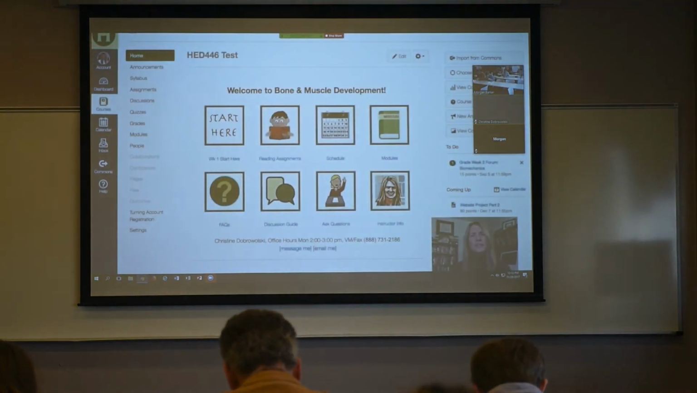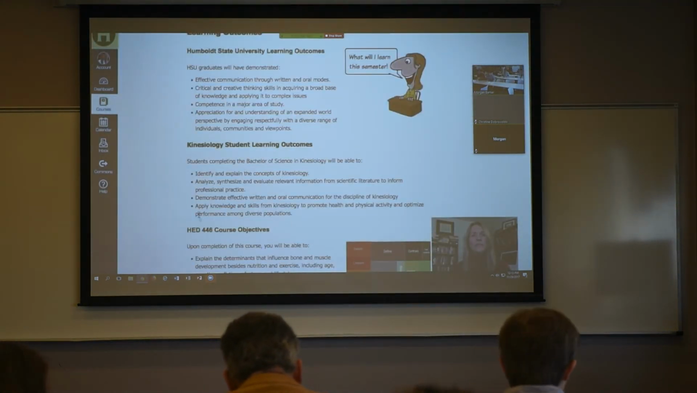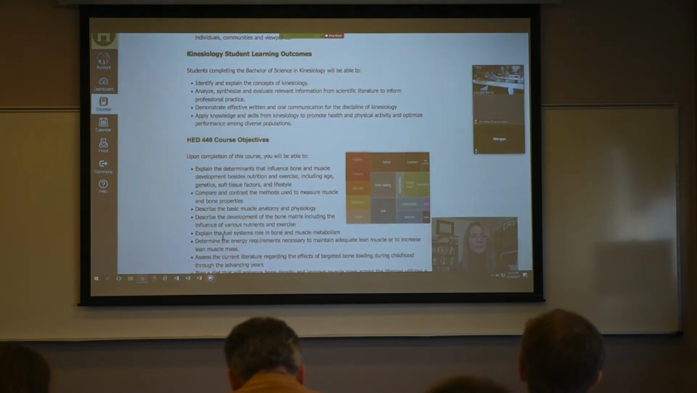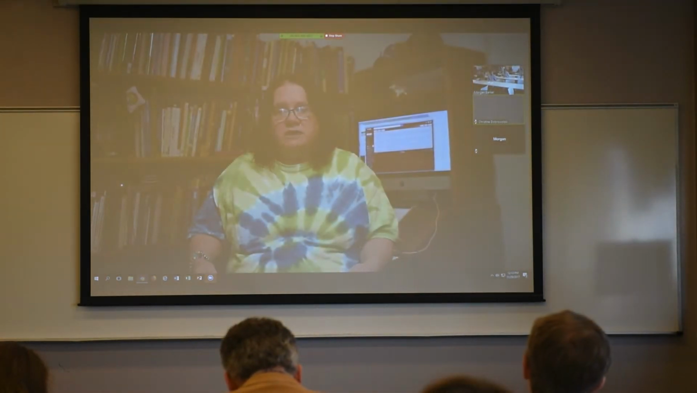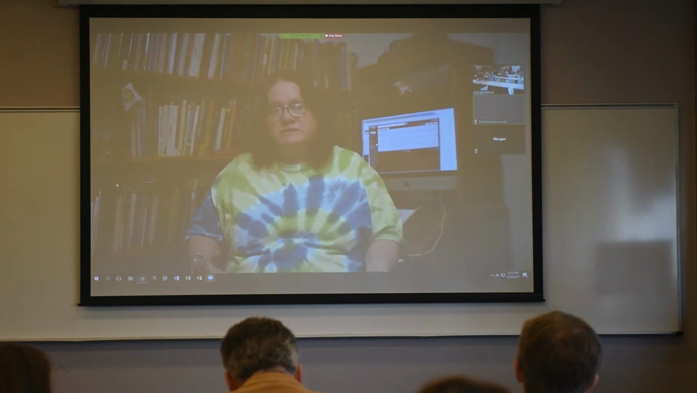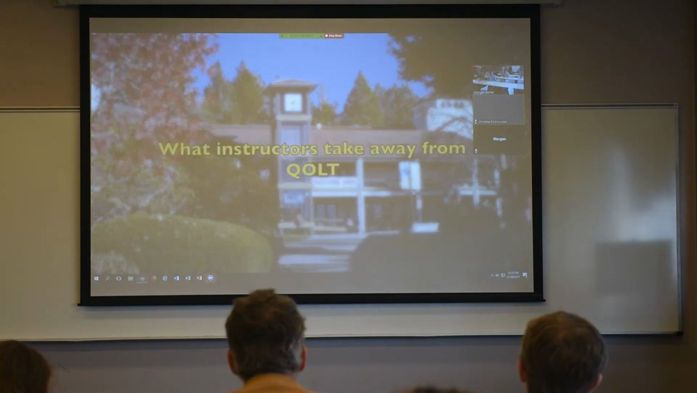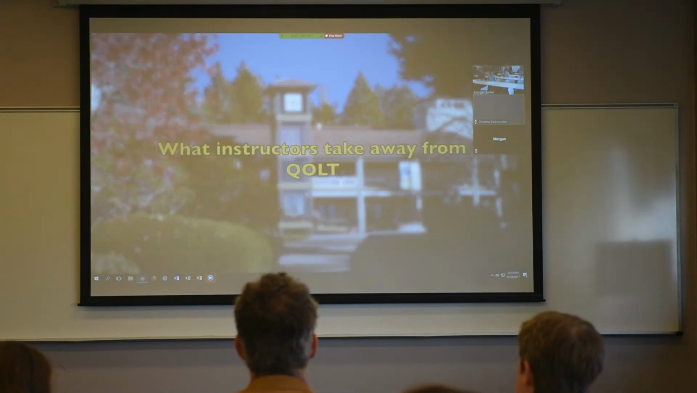By revisiting the student learning outcomes, I was able to better link my assessments with the course learning objectives. It's really given me another way of looking at my class, looking at it from more of a student standpoint as opposed to a teacher standpoint.